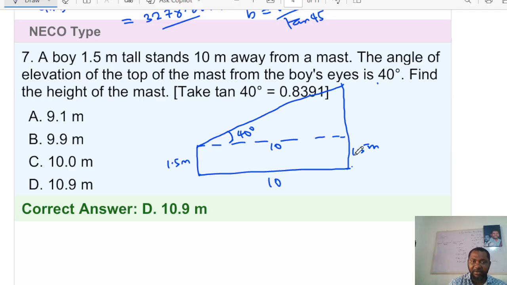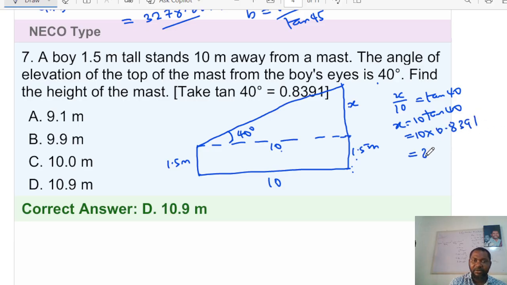Now this is the height of the mast, but at least I have been able to find this part, which is 1.5. The remaining will be this part here, which is x. And if you notice, x is opposite to 40, 10 is adjacent. So I'm going to say x over 10 is equal to tan 40. So x is going to be equal to 10 times tan 40, which is 10 times 0.8391, and if I multiply this, it's going to be 8.391, right? So that is what x is.